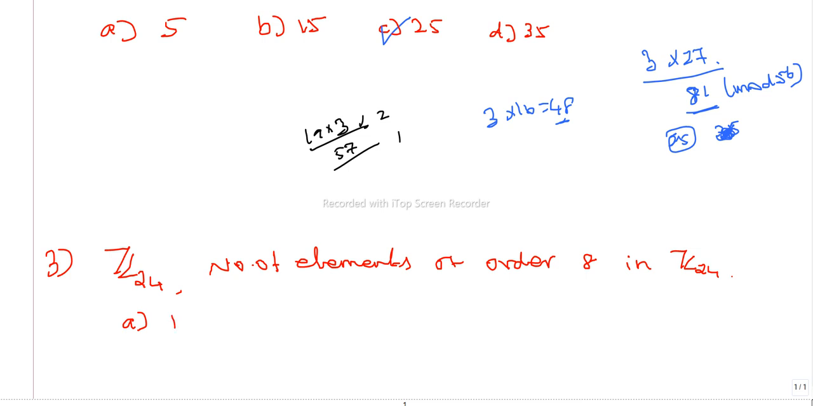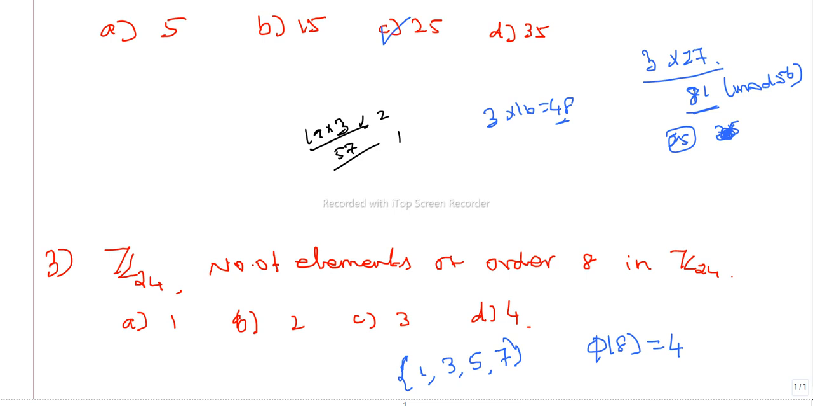Z24 is a cyclic group. In a cyclic group, the number of elements of order d is phi of d. Here phi of 8 is the number of elements which are relatively prime to 8. So what are the elements? GCD 1 with this 8: 1. If you take 3, the GCD of 3 comma 8 is 1. If you take 5, the GCD of 5 comma 8 is 1. And if you take 7, the GCD of 7 comma 8 is 1. So only 4 elements which are relatively prime to 8. Therefore phi of 8 is 4. Therefore there are 4 elements of order 8.